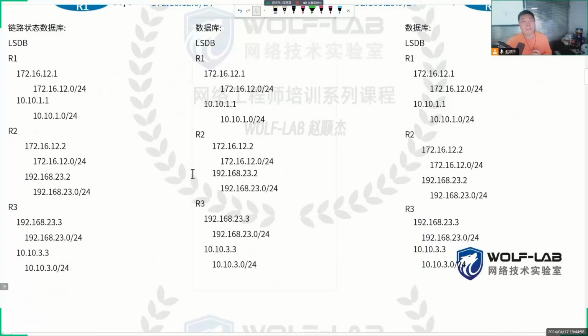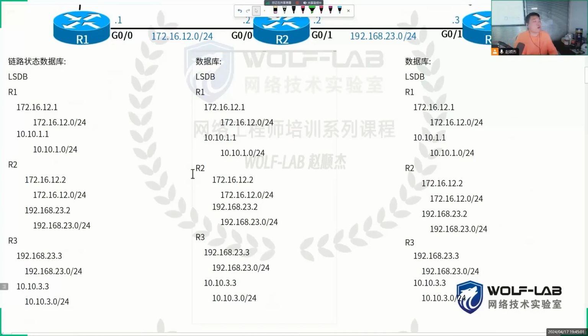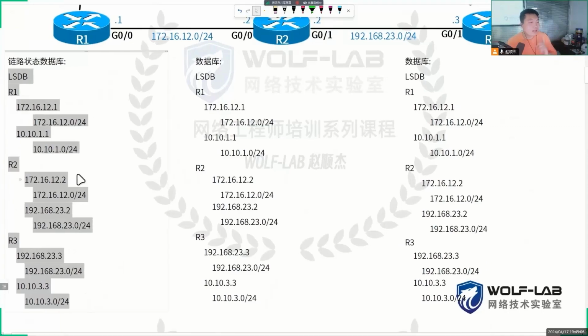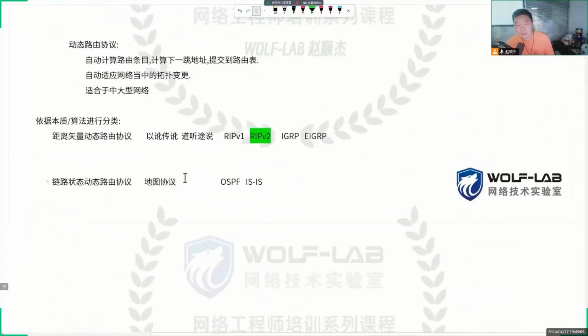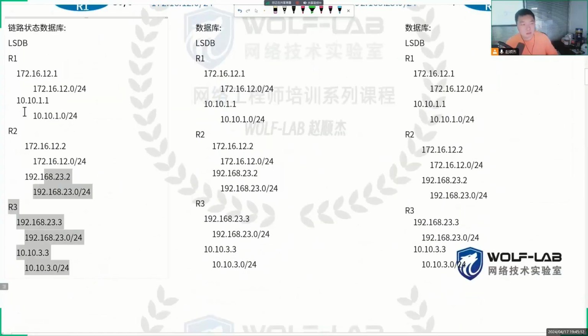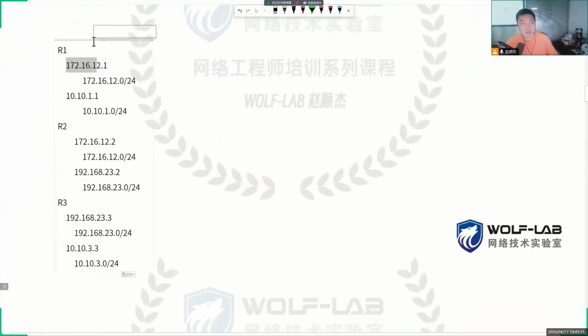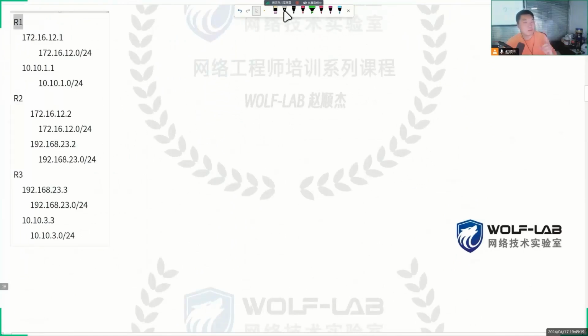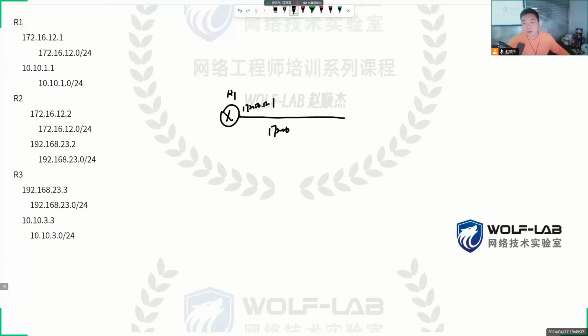So in this way, how do you calculate routes? Can R1 calculate routes from this bunch of link state information? Indeed, we can. Why do we call it a map protocol? Let's look, from the perspective of R1. We stand from the perspective of R1 and look through this database to see how R1 calculates routes. First, I am R1, and I have an interface address 172.16.12.1, connected to the 172.16.12.0/24 network segment.